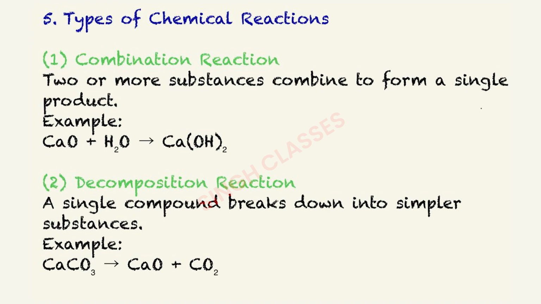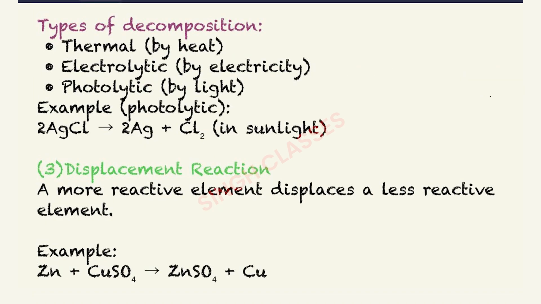5. Types of chemical reactions. 1. Combination reaction. Two or more substances combine to form a single product. 2. Decomposition reaction. A single compound breaks down into simpler substances. Types of decomposition: thermal, by heat; electrolytic, by electricity; and photolytic, by light.